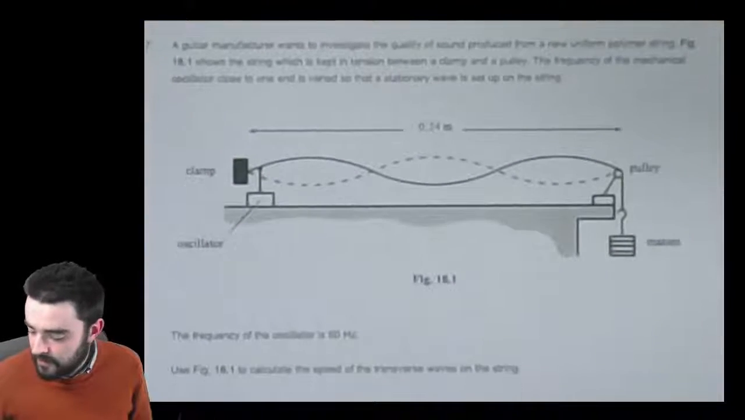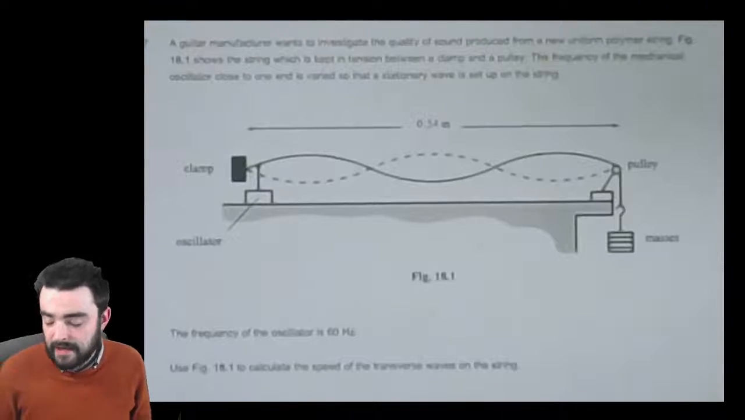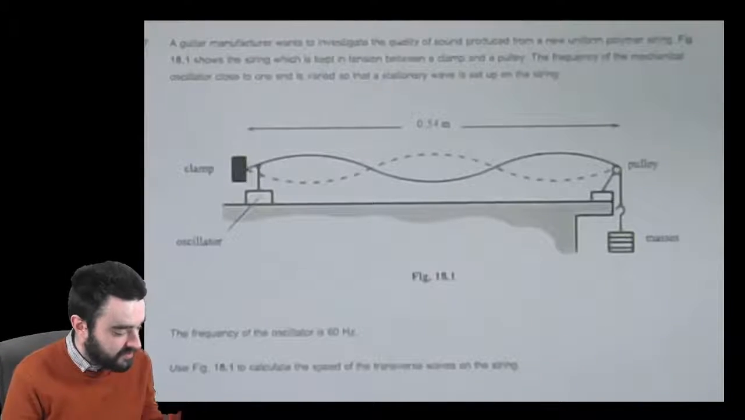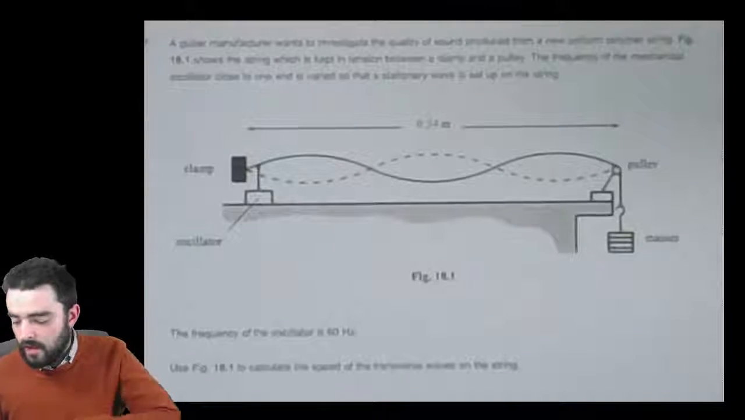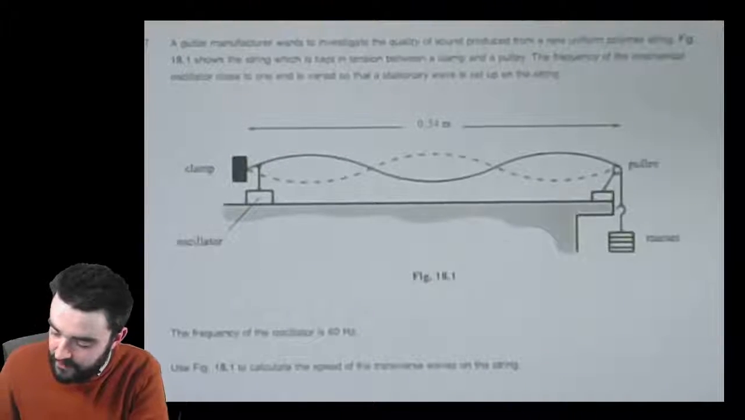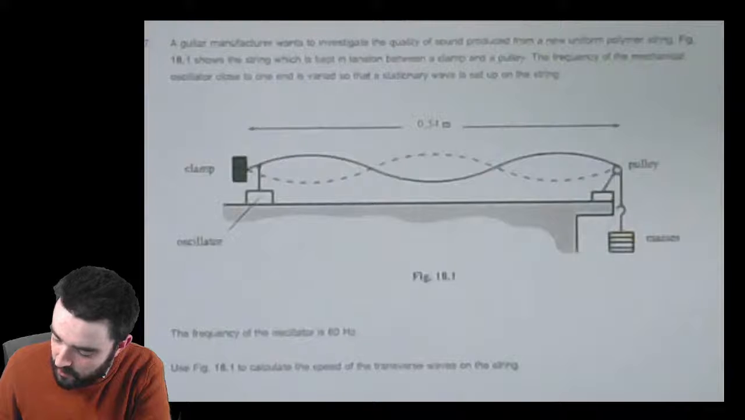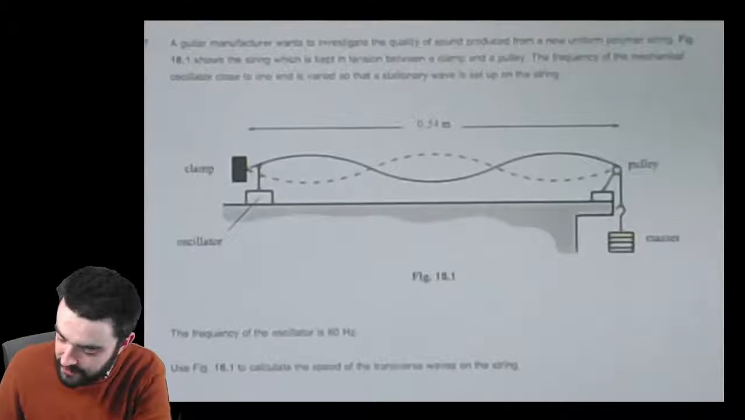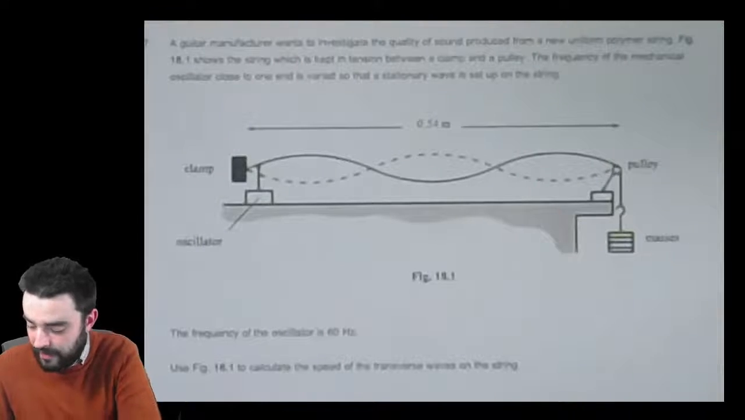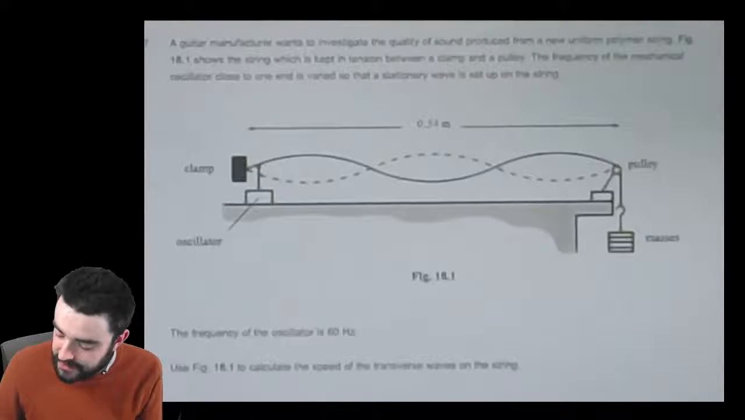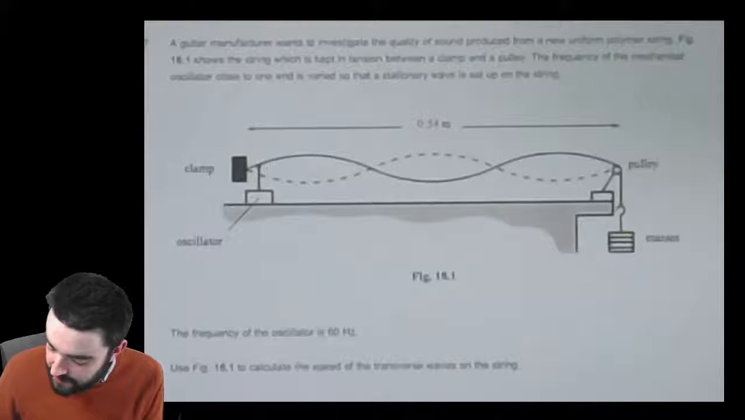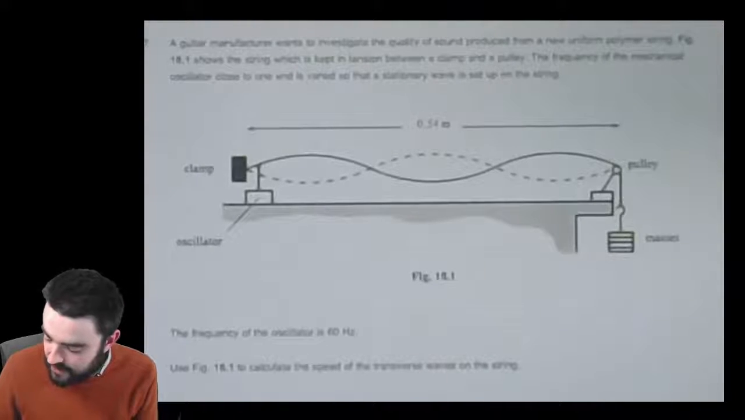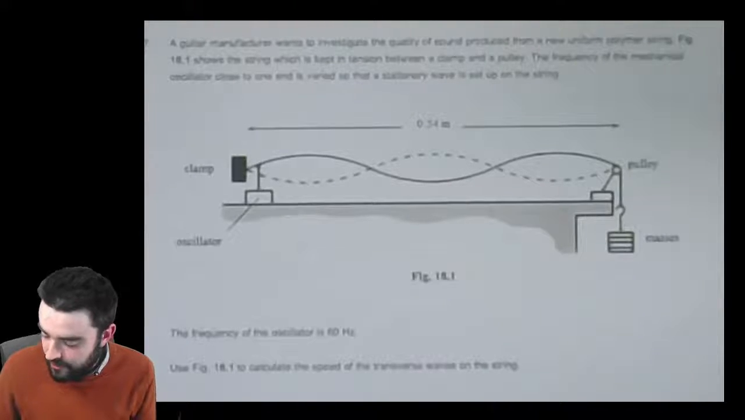So, out of the multiple choice and into the longer answer questions. So a guitar manufacturer wants to investigate the quality of a sound produced from a new uniform polymer string. Figure shows the string, which is kept in tension between a clamp and a pulley. The frequency of the mechanical oscillator close to one end is varied, so the stationary wave is set up on the string. The frequency of the oscillator is 60 Hz. Use figure to calculate the speed of the transverse waves along the string.